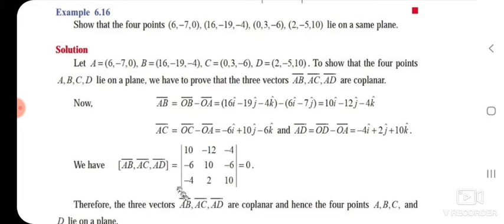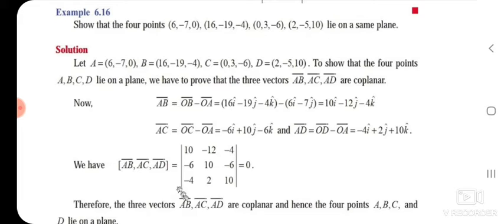First problem, show that the points 6, minus 7, 0; 16, minus 19, minus 4; 0, 3, minus 6; 2, minus 5, 10 lie on the same plane. We have to show that all these points lie on the same plane. How? That we have to show.